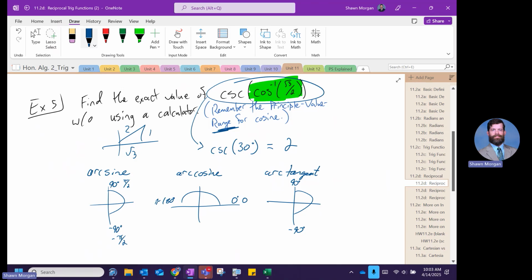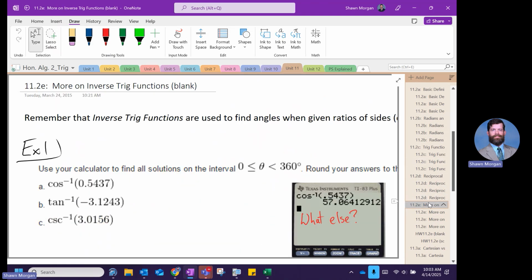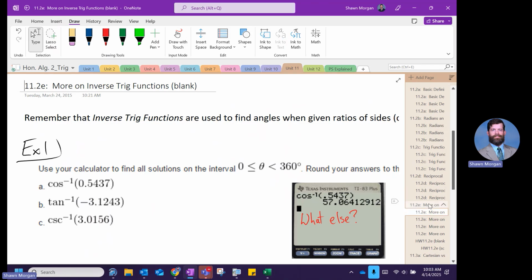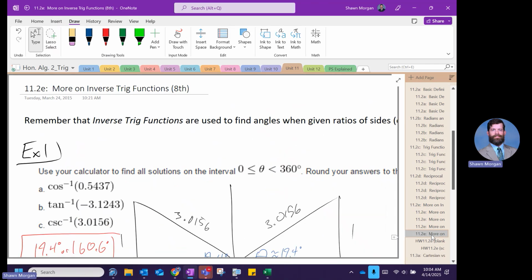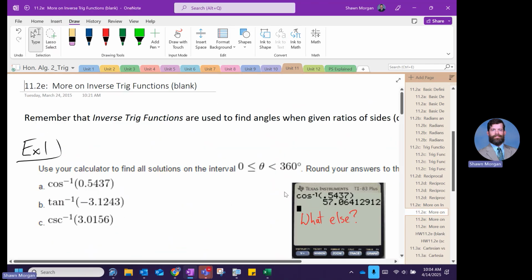Okay, can I do this? I think I need to copy these. I don't think, yeah, I definitely need to copy these. Copy, paste, paste, paste, delete, delete, delete. And there we go.